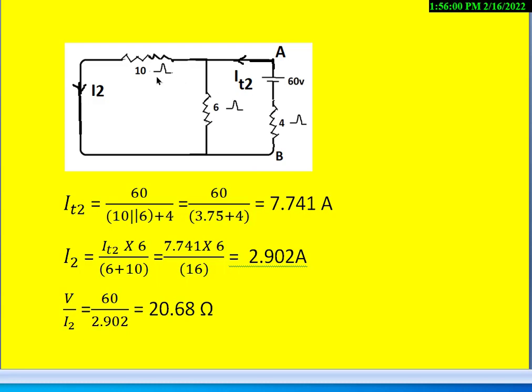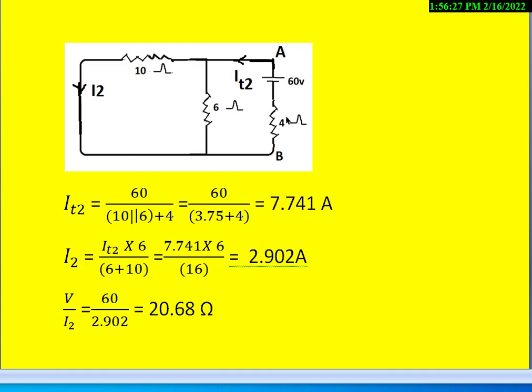Now the current flowing in the 10 ohm resistor, that is the source original branch current, is I2, and the total current supplied by the source which is in the AB branch, we call it as IT2. So let us calculate IT2, then we calculate I2 using the current divider rule.